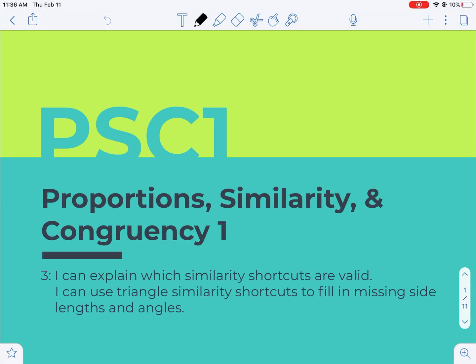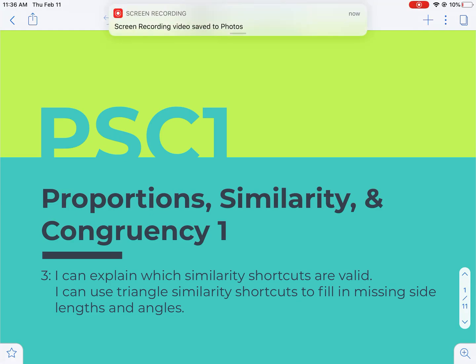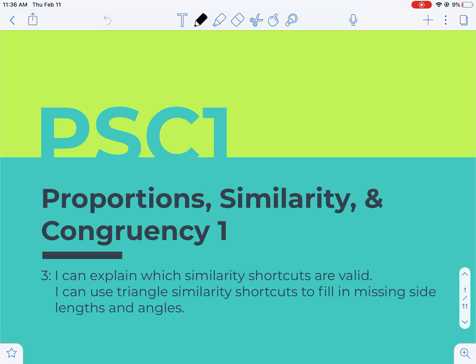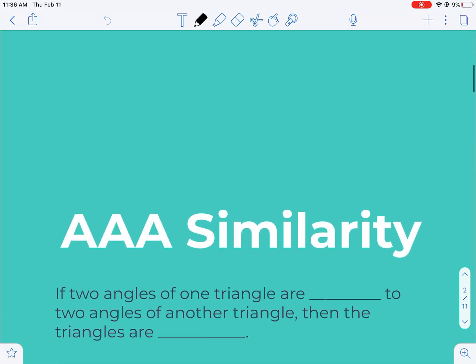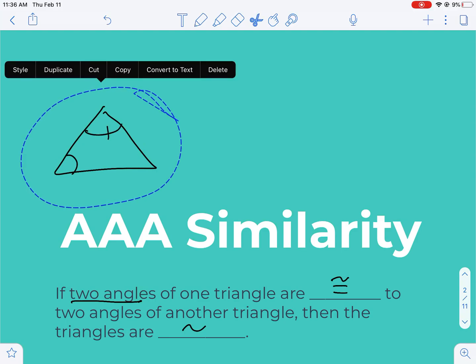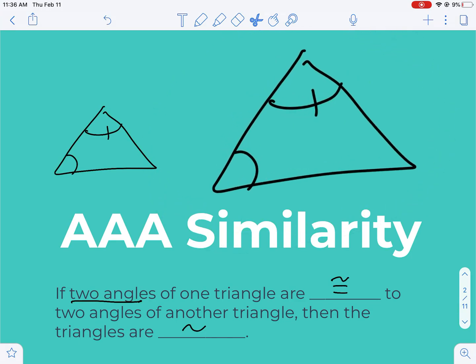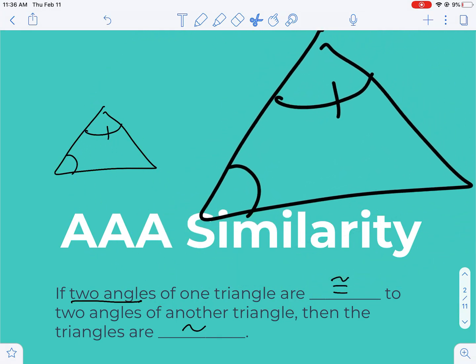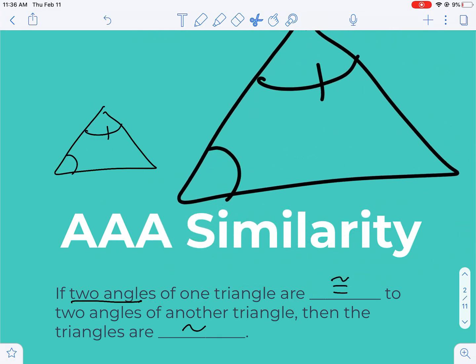On PSC1-3, we'll go through the similarity shortcuts that we will use in this unit, and then we'll also talk about using those shortcuts to find missing lengths and angles. So the first kind is angle, angle, angle similarity. If you have two angles of one triangle congruent to two angles of another triangle, then the triangles are automatically similar. Which makes sense, because if I keep these two angles the same, then I know the third angle will automatically be the same because I can subtract from 180. And even if I stretch this out, everything is staying proportional as long as those angle measures stay the same.